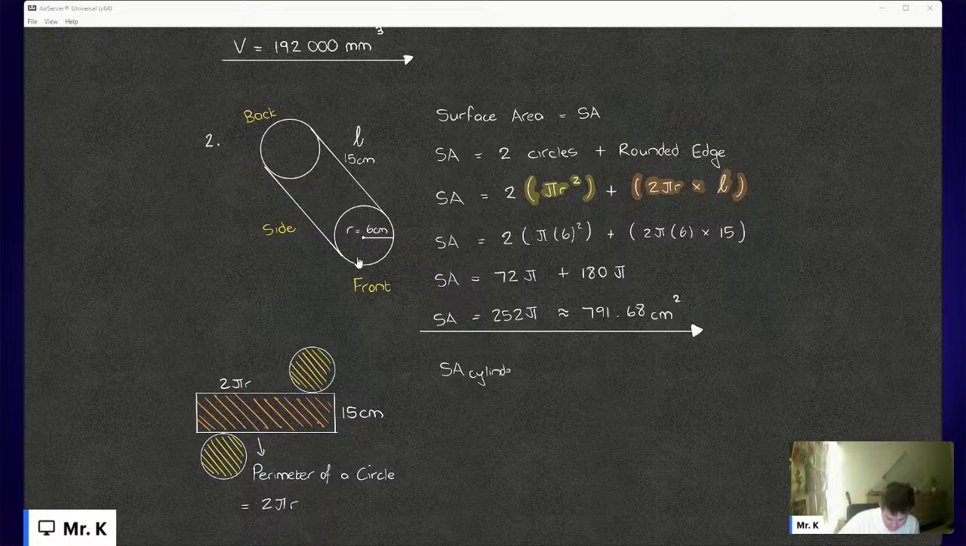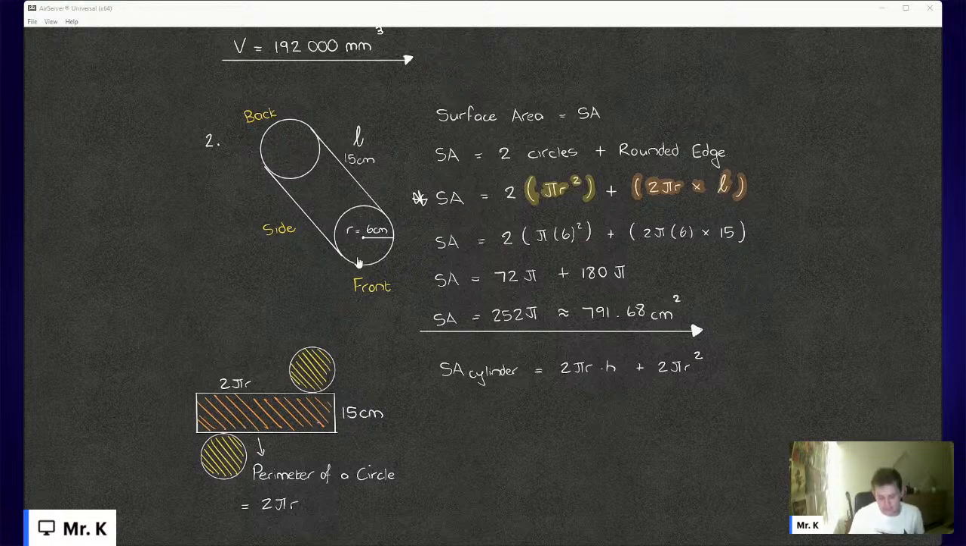a cylinder has a formula, and this formula is 2 pi r times h plus 2 pi r squared, which is effectively what we had. This is the same thing as our second step over here. We've just reordered it. It's written the other way around, and instead of using length, they use height.